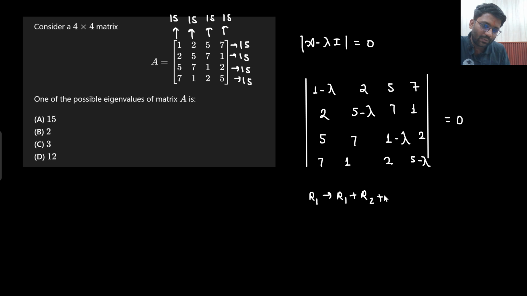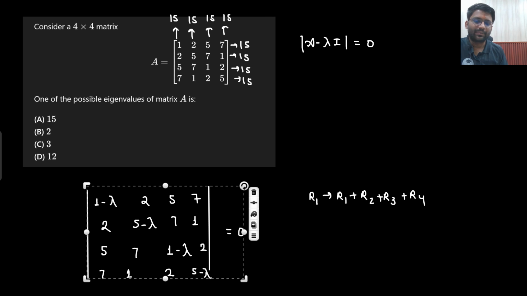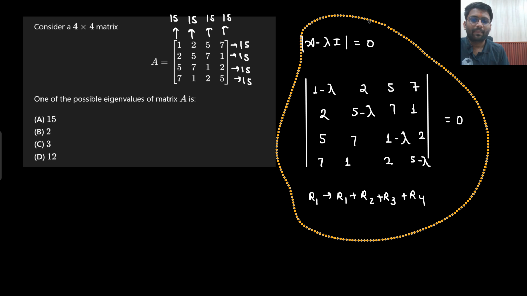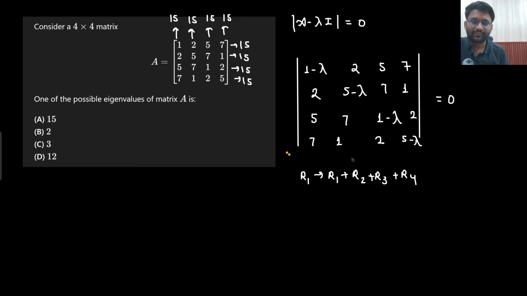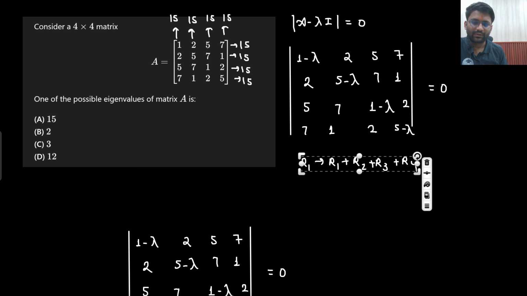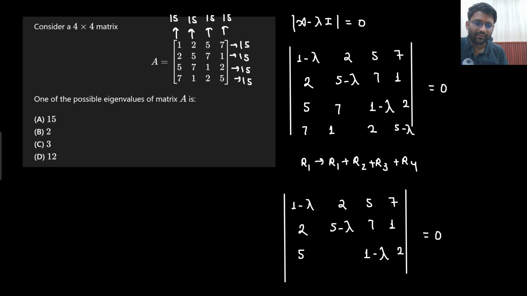R1 plus R2 plus R3 plus R4. Can I do it? Absolutely, sir. For sure you can do it. In R1 I am applying this particular transformation. When you do it, your R1 will become the addition. Only R1 will be getting changed, no? So in R1 all the rows I am adding. So 5 plus 2 plus 1, so it will become 15 minus lambda.